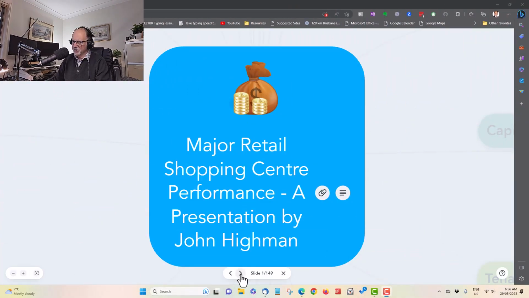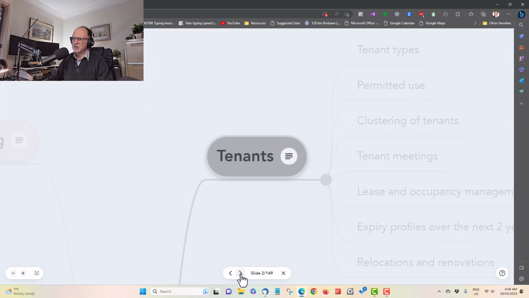So, major shopping centre performance. This isn't just a group of a few shops and an anchor tenant. This is probably two or more anchor tenants plus a group of shops around that. So if you have two anchor tenants, you've probably got 15 to 25 to 30 shops, specialty shops. That's why you need a chart like this to help you through. So going further with that, the tenants side of things I did go through in the last video, but I'll briefly cover it now before I move into the next topic.